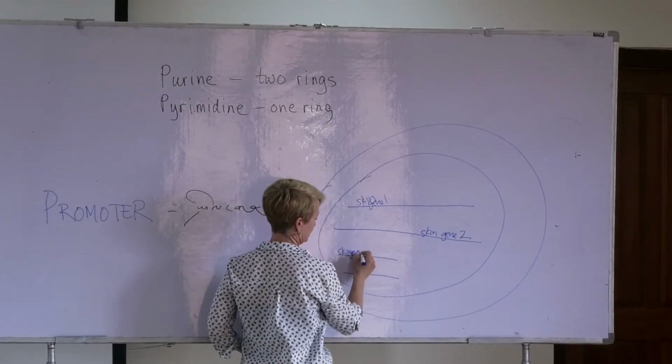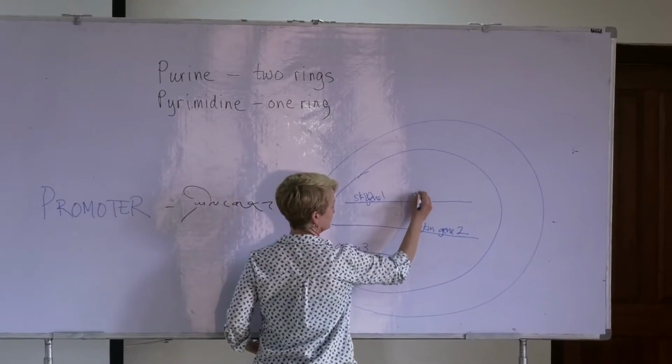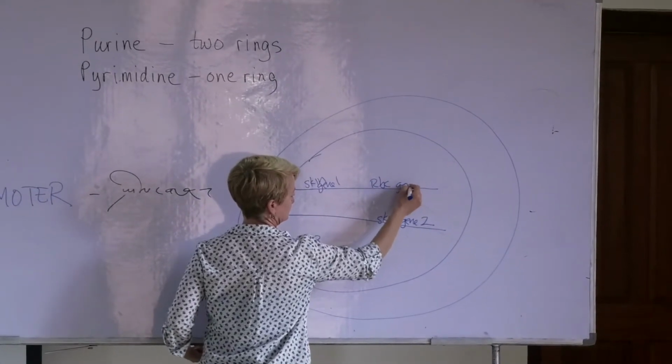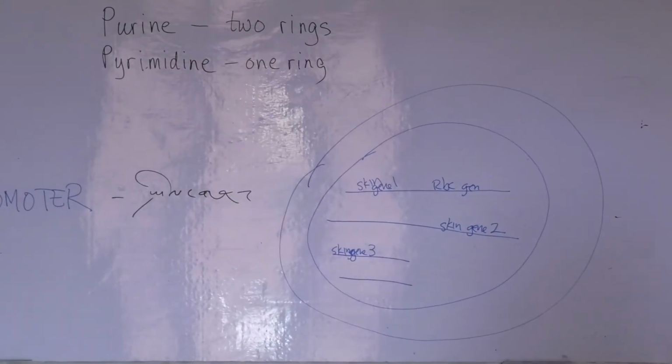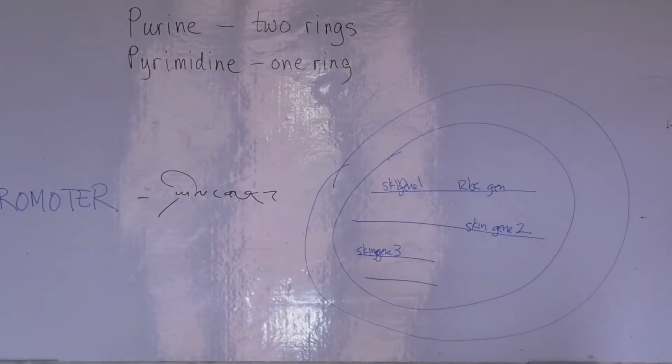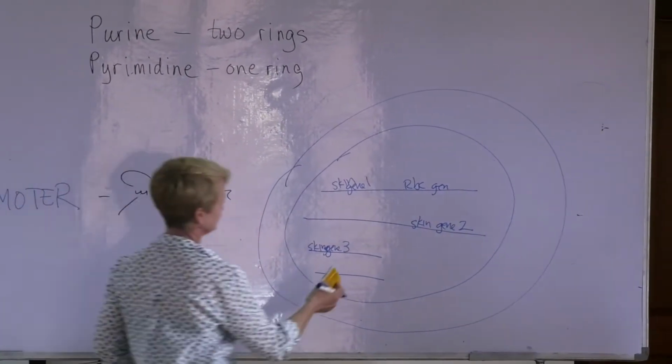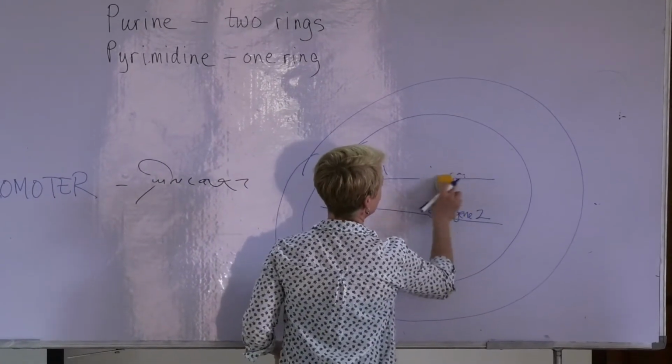Skin gene 3. Oops, hold on. I was sloppy with my diagram. RBC, red blood cell. Yeah, red blood cell gene.